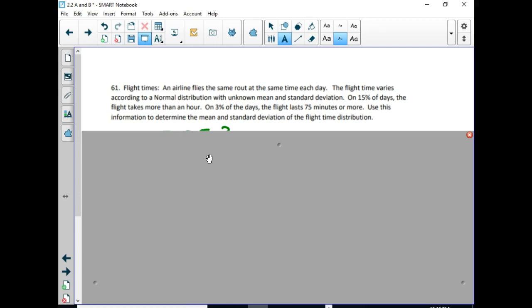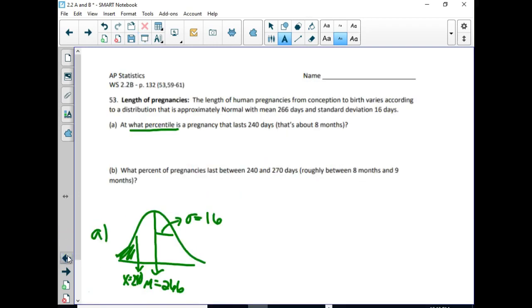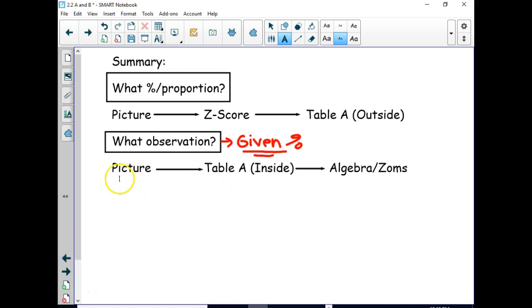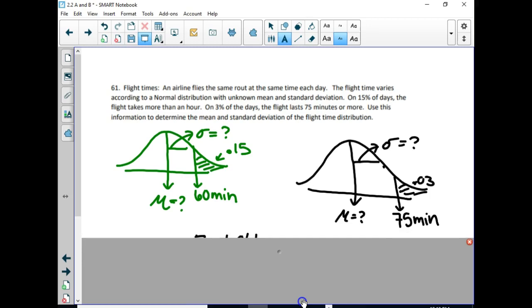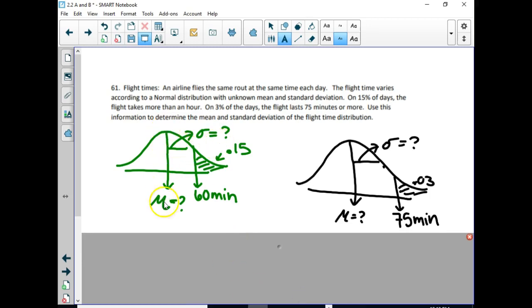I'm given percentages, okay? So when I'm given percentages, I know I'm probably going to do something like this. Picture, table A, algebra, okay? There's just a little bit of a twist on this. So here's my picture. I have an unknown mean and an unknown standard deviation, but I know here's the minimum time a flight takes all the way to the maximum time. 15% of the days, the flight takes 60 minutes or more. So I put 0.15 with 60 minutes. Why did I choose an hour? Well, because I have 75 minutes there, so I want the same units.